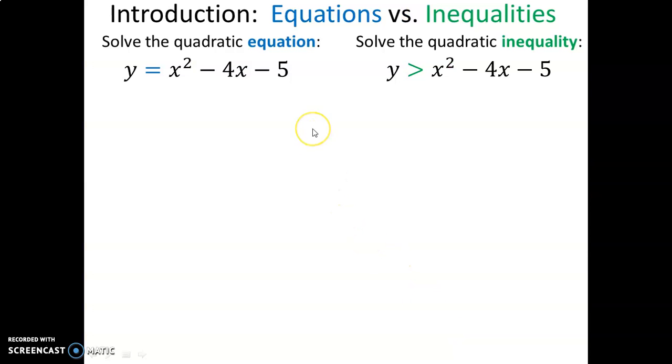Let's compare quadratics using equations and inequalities. So here is a quadratic equation. We can see the equal sign. And here is a quadratic inequality. We can see the inequality symbol. Let's look at this one first.